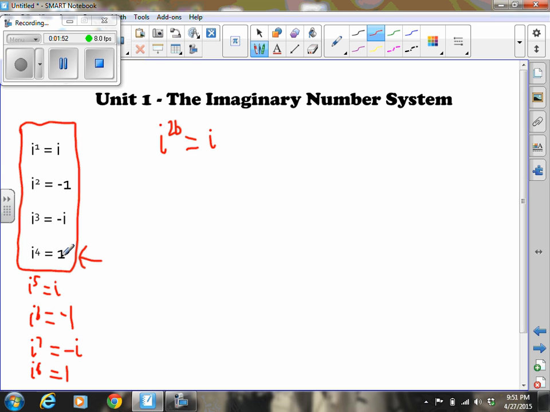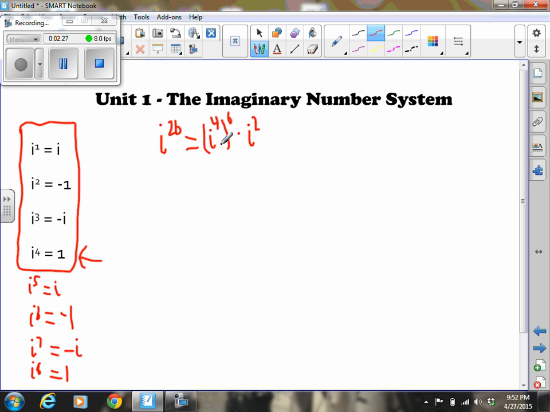So I always want to think about how many groups of 4 are within my expression. If I say i to the 26, I need to think about how many groups of 4 are within 26. I'm just going to use my head and do some quick division. 4 times what gets me close enough to 26? 4 times 6 would get me to 24. So I'd need how many more i's to make 26? I'd need 2 more.